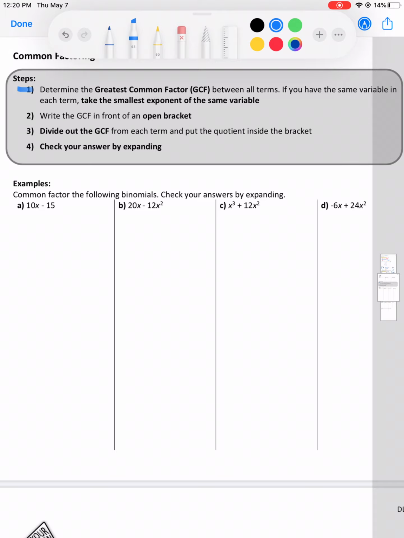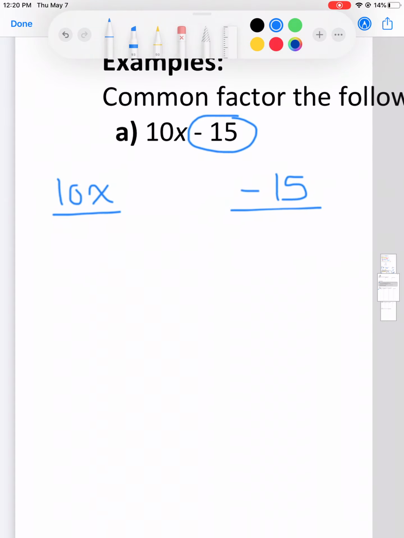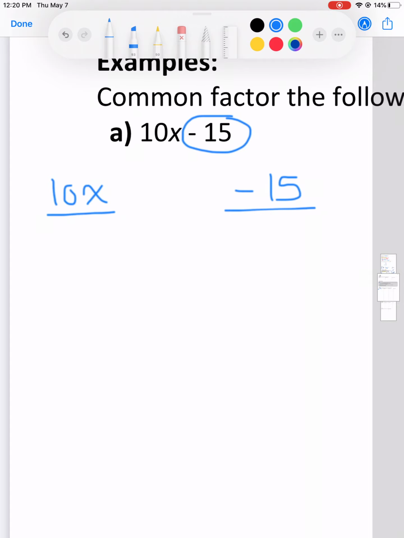Determine the greatest common factor between all the terms. So that's what I'm going to do with blue. I have 10x, and I have negative 15. That negative sticks with the number in front. Because we're dealing with the negative, we have to include all the terms, positive and negative. So, 10x, I have 1 and 10. Check your factor sheet if you need to. Negative 1, negative 10. I've got 2 and 5, negative 2, negative 5, and then I have x. That should be it.